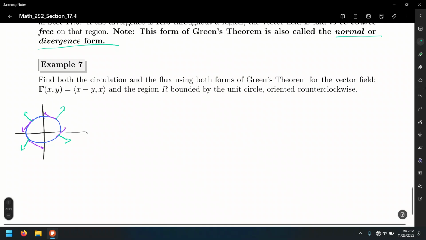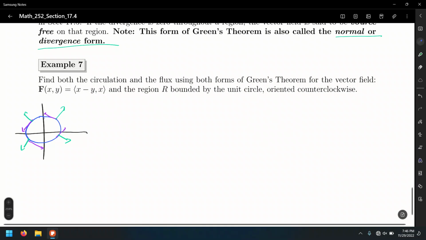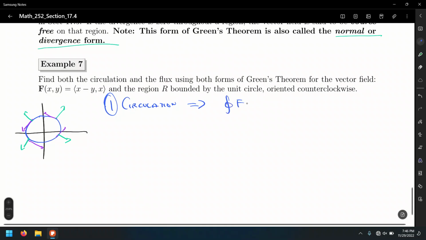Well, let's look at one example. So number one, circulation. For circulation, we use the first version we learned. That's the integral of F dot dr over C, which is the double integral over R of the partial of G with respect to x minus the partial of F with respect to y dA.